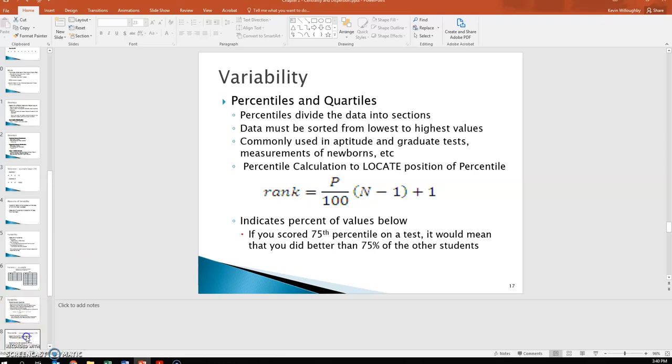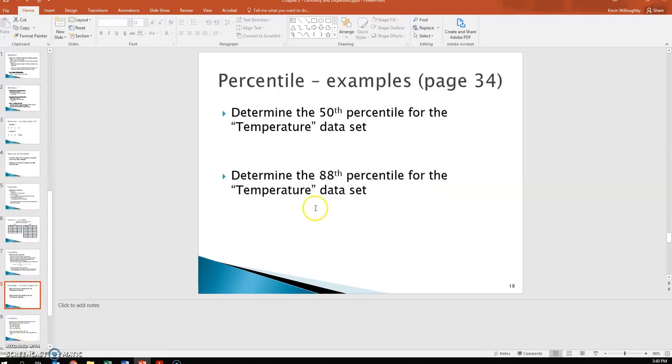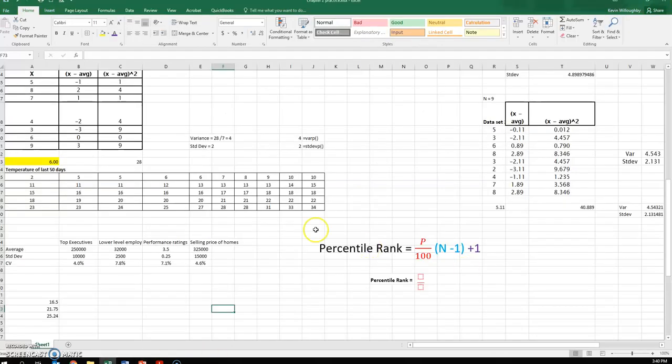So what we will do is go into the temperature data set that we have in your course package. We're going to look at some examples on page 34. So let's go into Excel. Here's our data set. This data set is back from chapter 1, on page 10: temperature of the last 50 days. What we're going to do is calculate various percentiles. So here's our percentile rank formula.